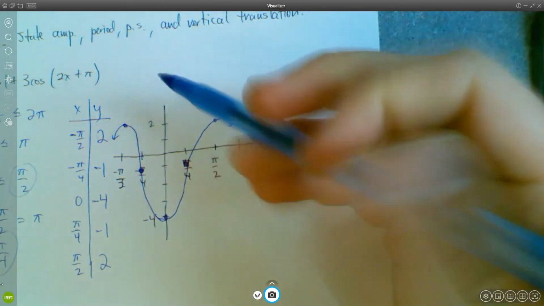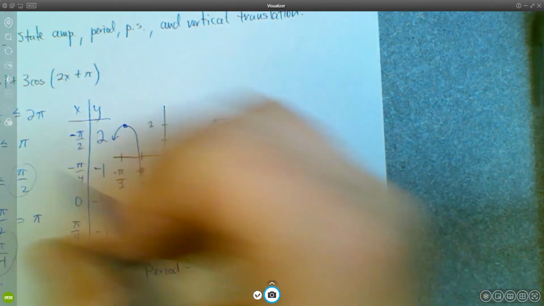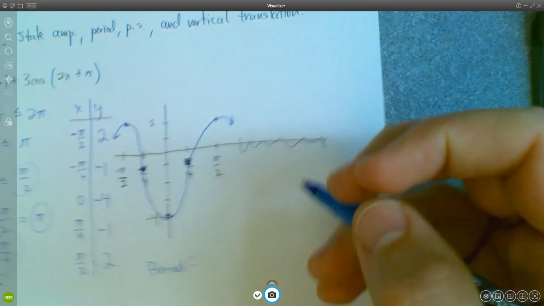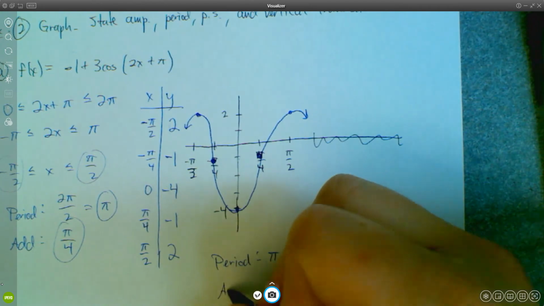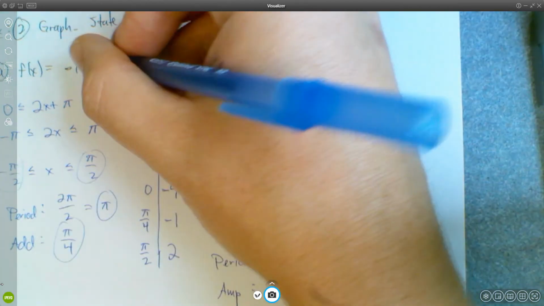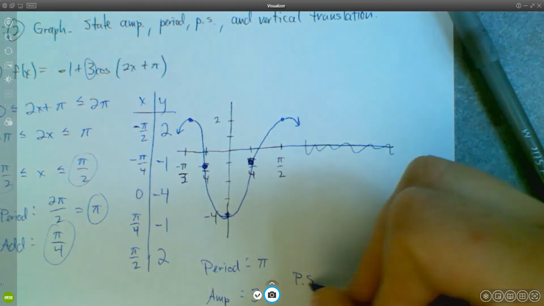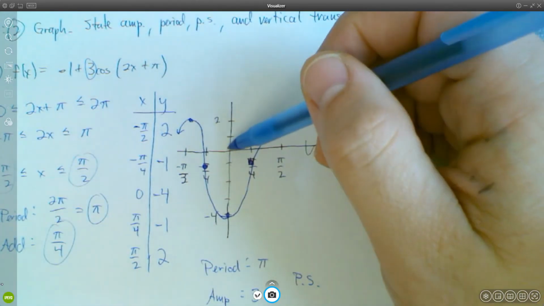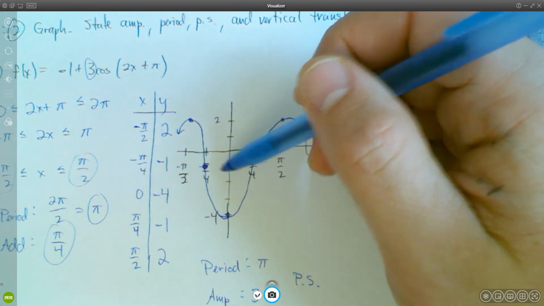We can do period, phase shift, all that. So period here, we already figured out a second ago, the period was pi, right? Amplitude is 3. And phase shift. Well, it looks like we went left pi over 2, so I would say negative pi over 2.